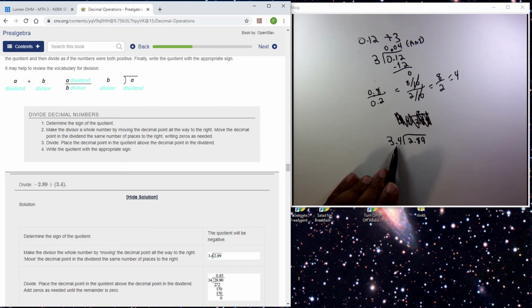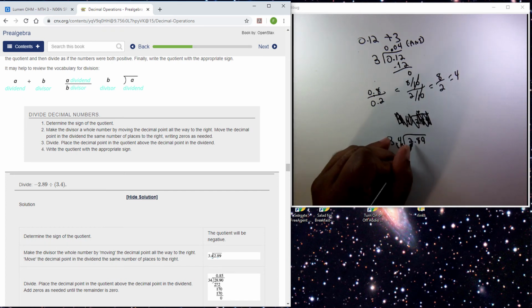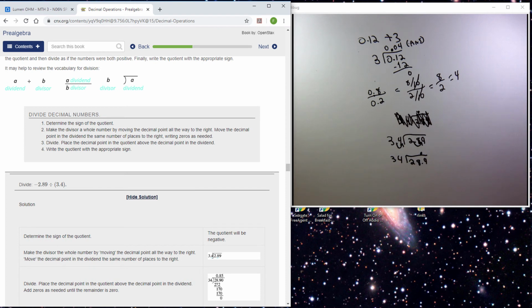So I want to shift my decimal, so I'm dividing by a whole number. I have to shift it one place. And if I shift this one place, I got to shift this one place. So now I'm going to be saying 34 divided by 28.9. Okay. That's what you have to do.